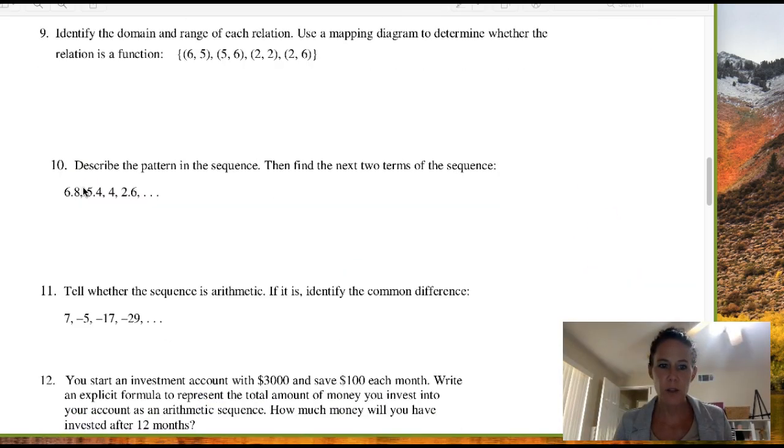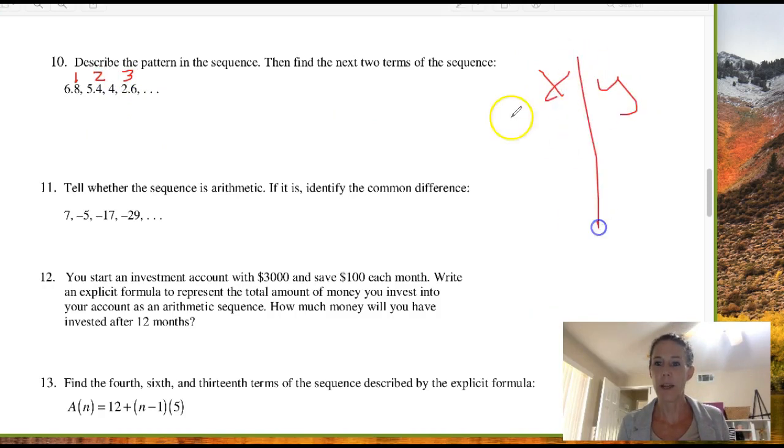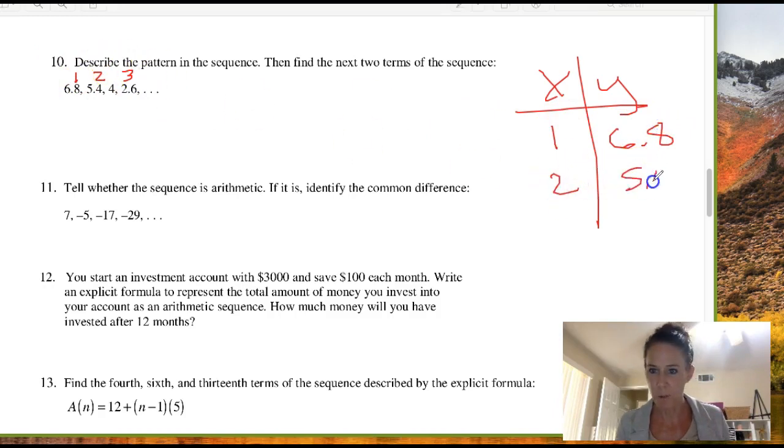Okay, number 10, describe the pattern in the sequence, then find the next 2 terms in the sequence. This was just like the tables we were doing before, except now we're writing them this way. This could be like term 1, term 2, term 3. And if it was an XY, it might look something like this. When I plug in 1, I get out 6.8. When I plug in 2, I get out 5.4. When I plug in 3, I get out 4. When I plug in 4, I get out 2.6.